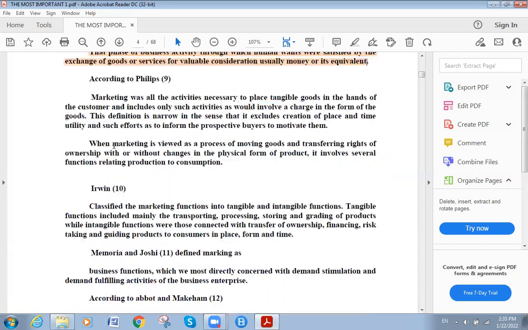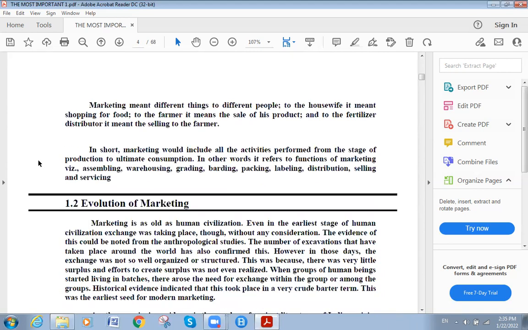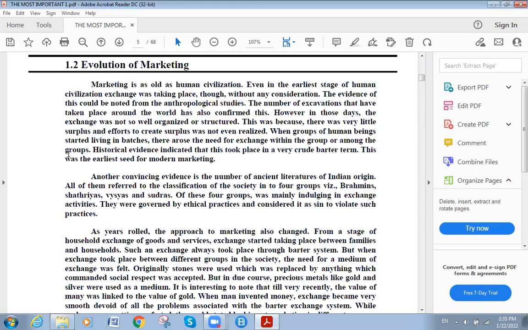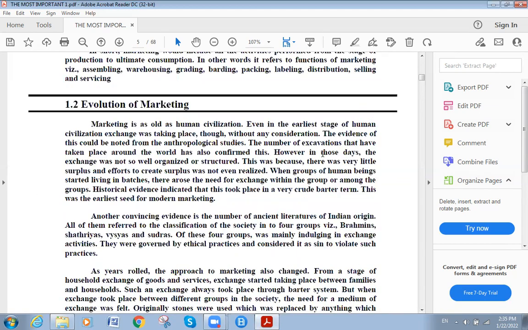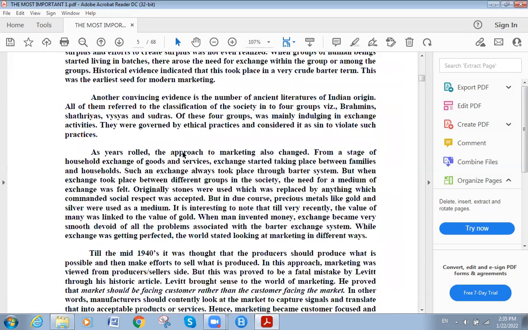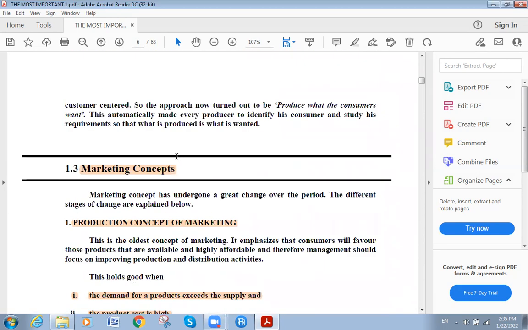Cool, that's fine. So we talk about exchange and satisfying needs and wants, and those are the two basic elements of marketing. Marketing has been there since Adam and Eve, like we say, on the earth. And marketing started with many concepts. Let us go to the marketing concepts and talk about them in detail.